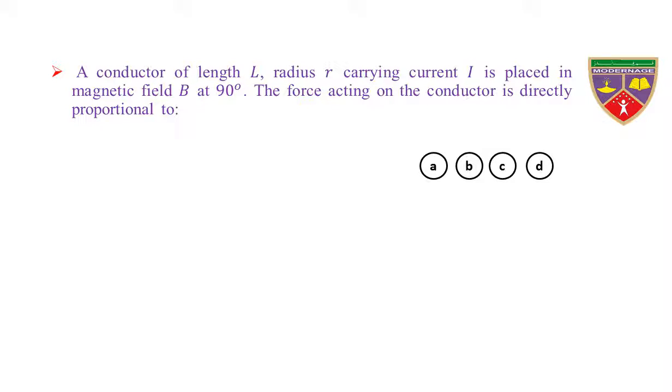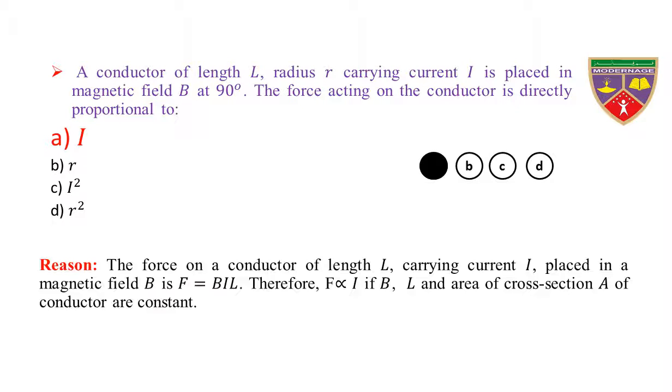A conductor of length L, radius R, carrying current I, is placed in magnetic field B at 90 degrees. The force acting on the conductor is directly proportional to: option A, I; option B, R; option C, I squared; option D, R squared. The correct option is I. Therefore, A is the correct option.